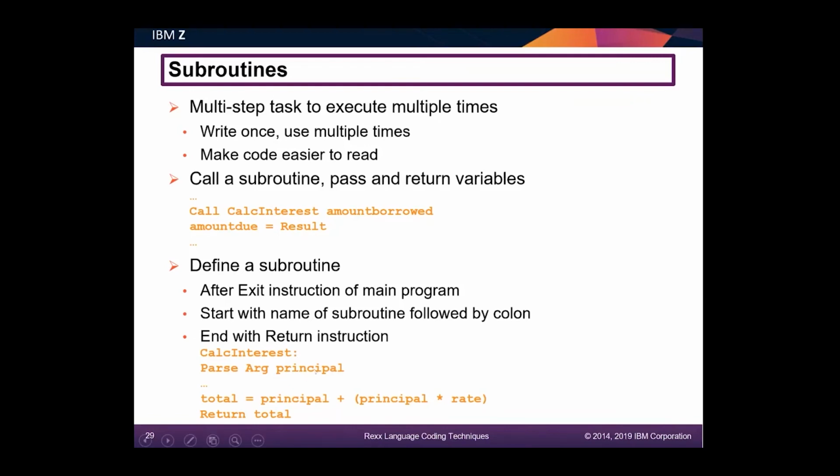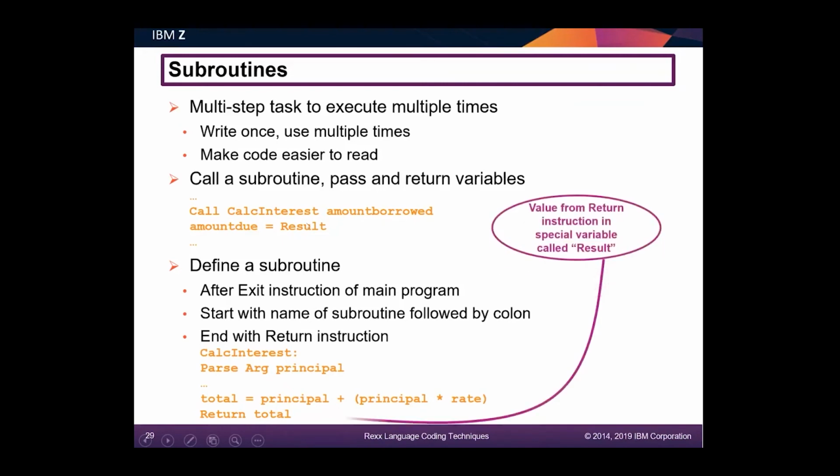So I have my own variable principal whose value is the same as amount borrowed. I do some calculation on it, and I return the value of total. So now the value of total, the value of result, and the value of amount due would all be the same. They would all have the same value at the end of this call to the subroutine. You'll notice here I had the return statement. I passed it the value of a variable, and that's what was put into result here. Okay?